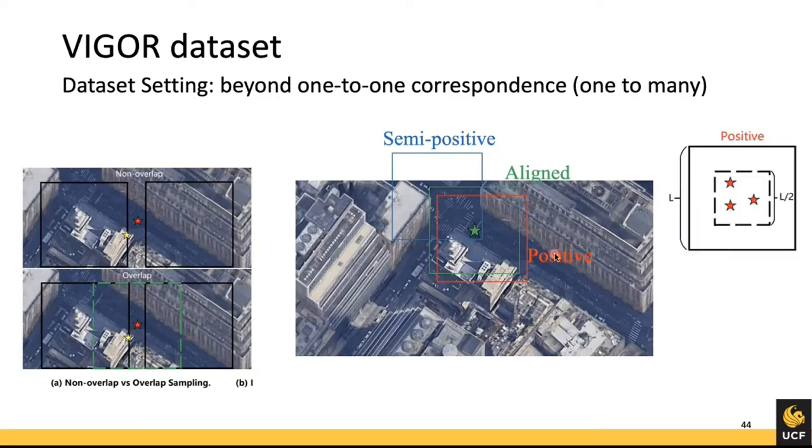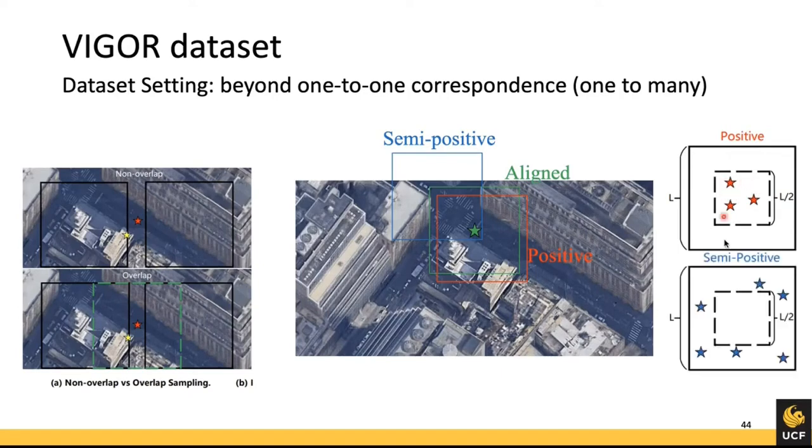We define these different types of reference images as positive and semi-positive. For the positive reference, let's say the reference image is a square with side length L. If the query location is within the inner square, we consider it a positive. For the semi-positive, the query location is outside the inner square, but the reference still provides some partial information related to the query location.